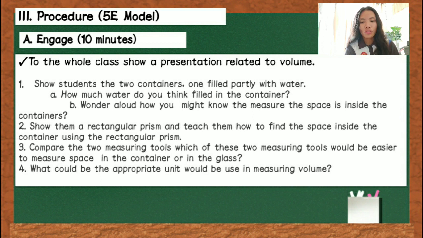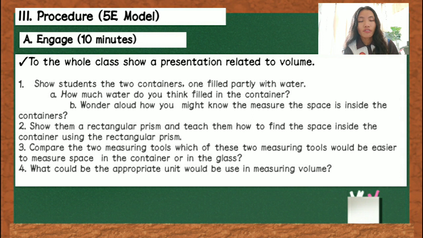And for number 2, show them a rectangular prism and teach them how to find the space inside the container using the rectangular prism. And for number 3, compare the two measuring tools. Which of these two measuring tools would be easier to measure the space in the container? And number 4, what would be the appropriate unit used in measuring volume? So I will show two objects, either a tumbler or anything.